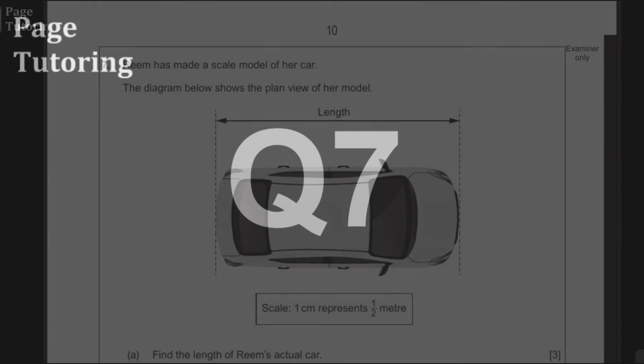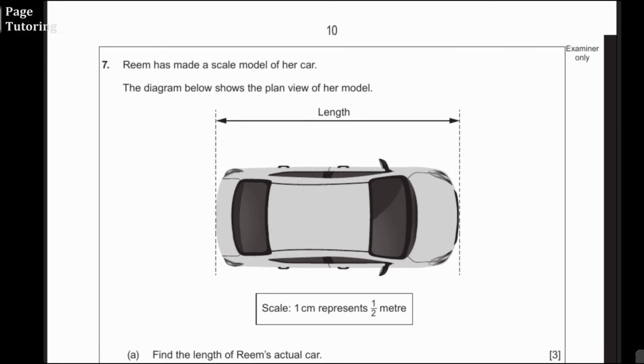Question 7. Now we have a nice picture of a car there, and the first thing that we should be noting in our heads is it doesn't say anywhere that this drawing is not to scale. In fact, below that drawing of a car, it has a little box here that says scale. Each 1 centimetre represents half a metre. So this is a scale drawing of a car, and for every centimetre on this bit of paper, in real life, the full-size 3D car, it would be half a metre long.